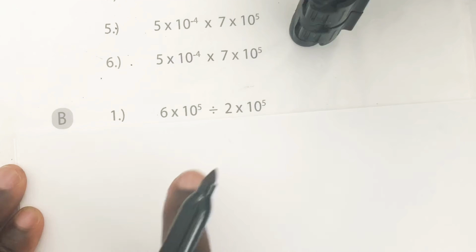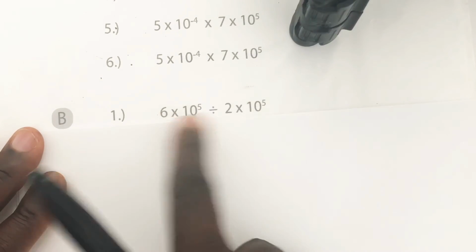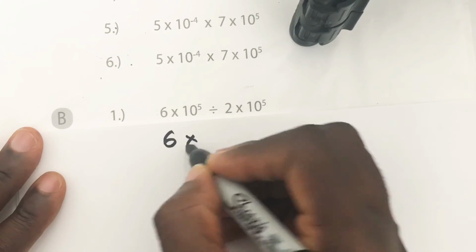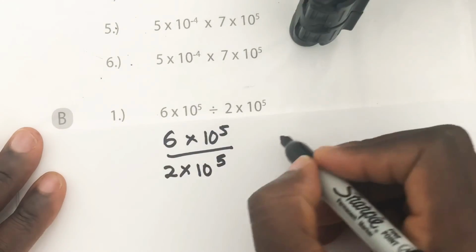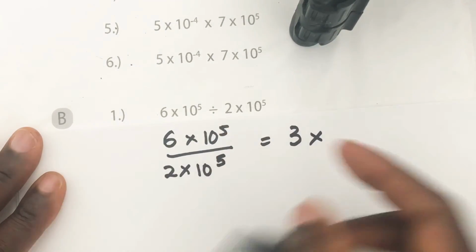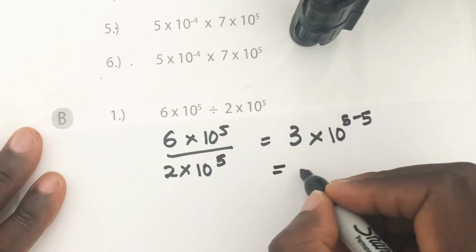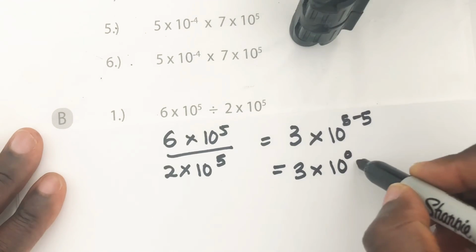Now, question 1 of section B is a division problem. You know that division is another way that we write fractions. So, bearing in mind that when we're dividing powers, when the bases are the same, we just need to subtract the powers, let's see how we can get this problem solved. 6 times 10 to the power 5 divided by 2 times 10 to the power 5. 6 divided by 2 would be equal to 3, times 10 to the power 5 divided by 10 to the power 5, which is 10 to the power 5 minus 5. It is equal to 3 times 10 to the power 0. It is already in standard form like this. You don't need to do anything with it anymore. So that's the answer for that.